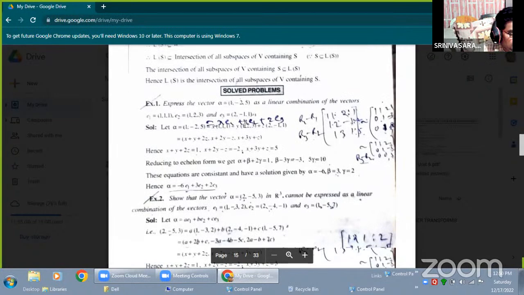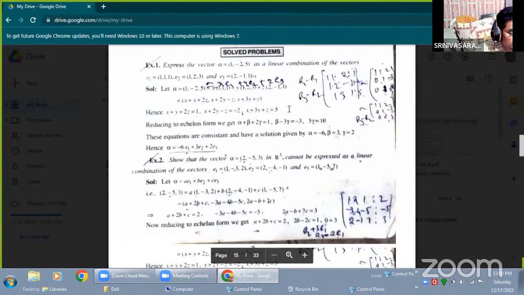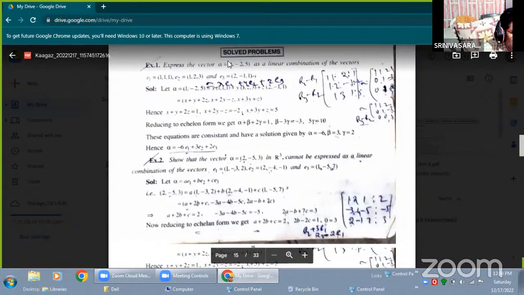That's enough, students. Now there are some problems on linear spaces. Just observe here: one of the vectors is alpha, alpha equal to (1, -2, 5). We have to write that vector as a linear combination of the vectors E1, E2, E3.